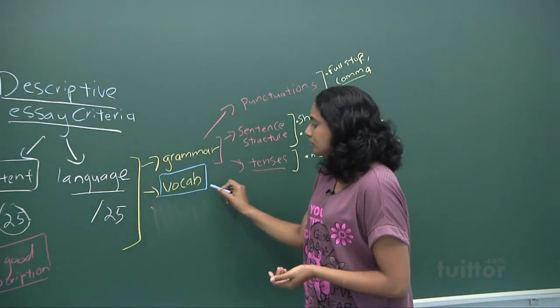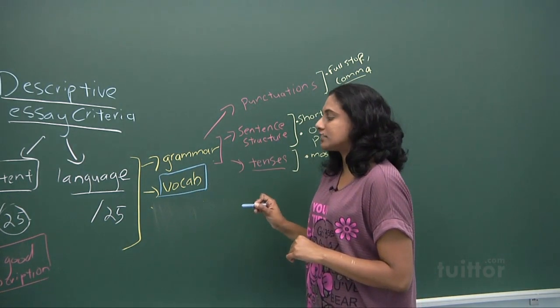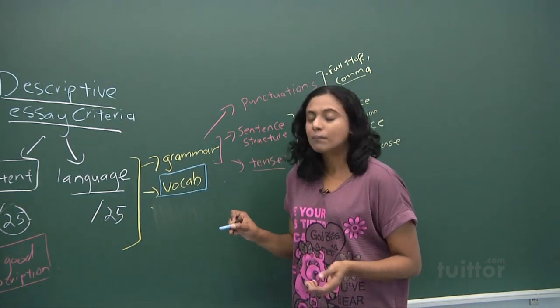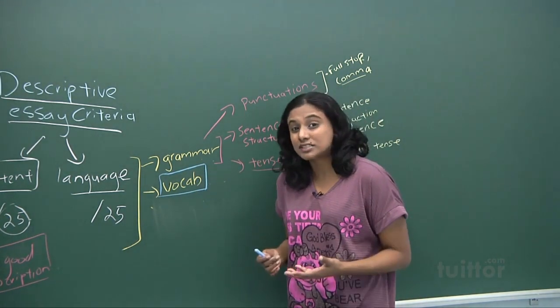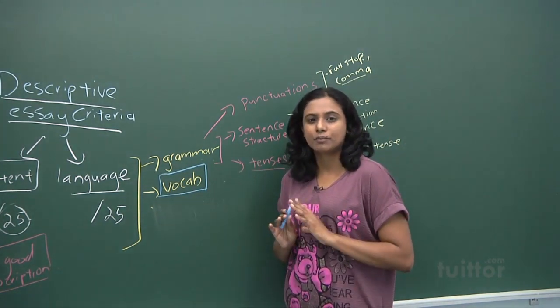One of the easiest ways to solve this problem is to remember something. In a descriptive essay, yes, you have to describe, but you don't have to describe using bombastic words. You know, you don't have to say that, oh, the sky was illuminated by the bright golden sun.